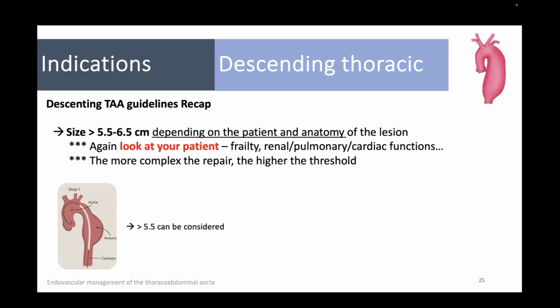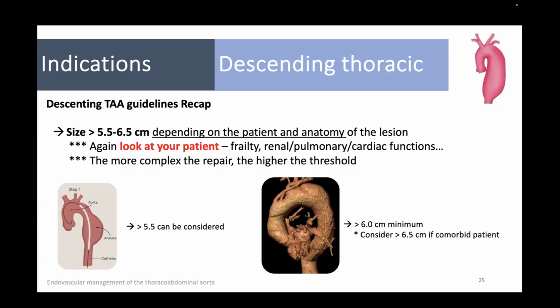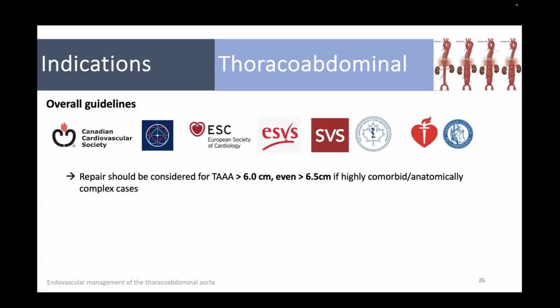For example, if you have this kind of aneurysm in the descending thoracic with a lot of place for the landing zone in proximal and distal aorta without having to cover any axial artery, maybe you could consider treating it at 5.5 centimeters. But if you have something like this with no landing zone in zone 3 and you have to go higher in zone 2 and even maybe zone 1, then you should most probably consider treatment only at 6, even 6.5 centimeters. The overall guidelines for the thoracoabdominal aorta follow the same kind of trend.